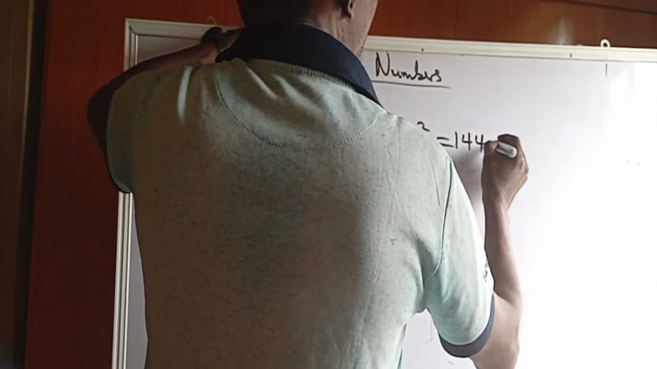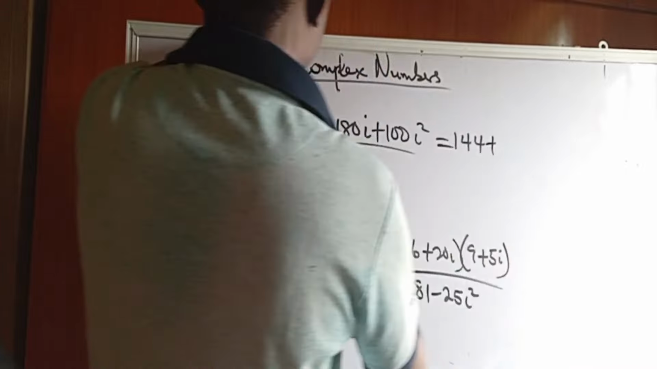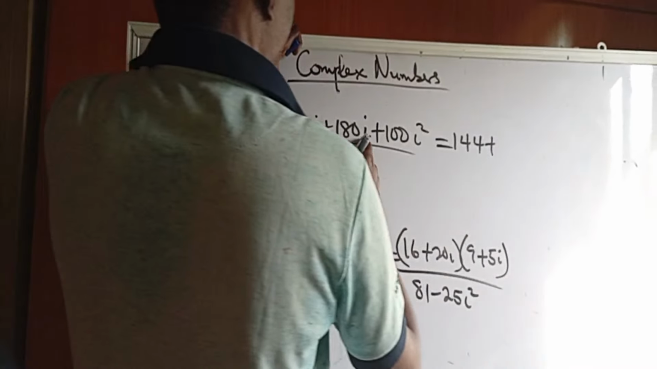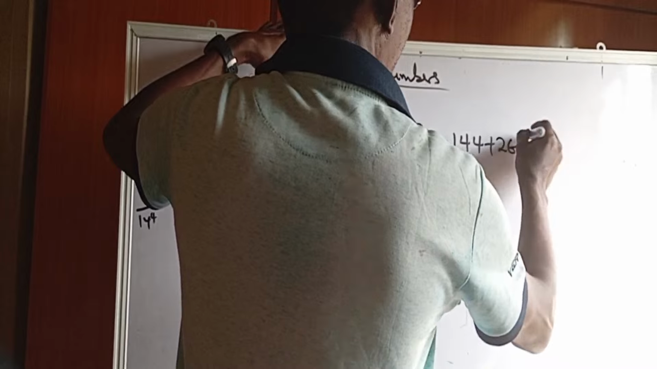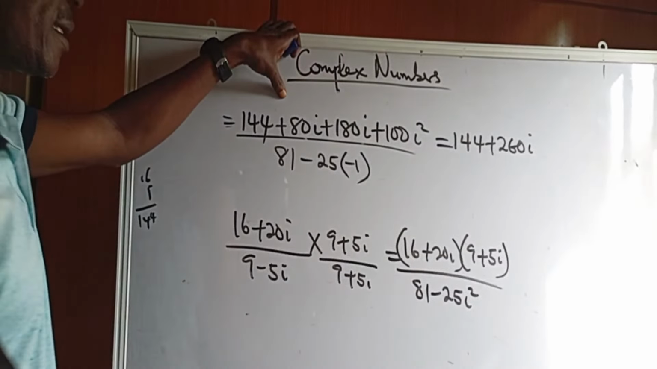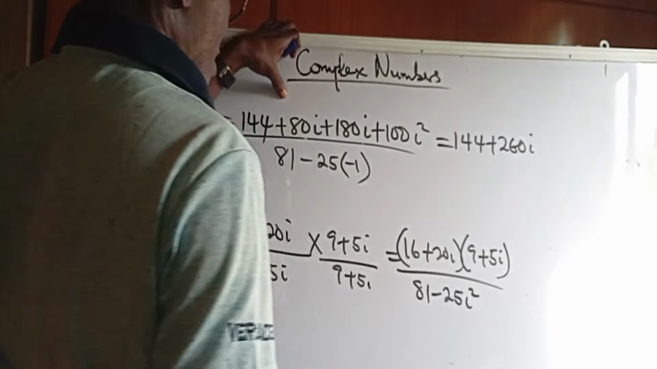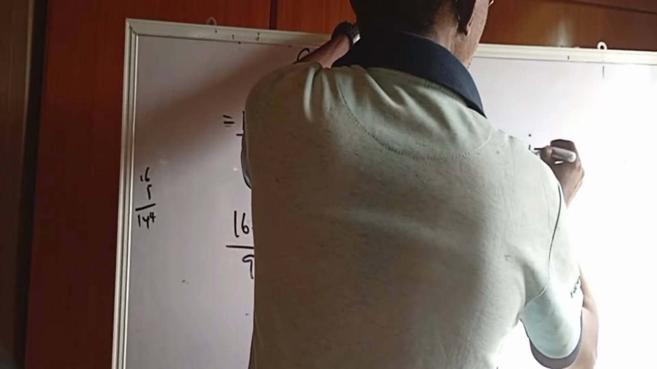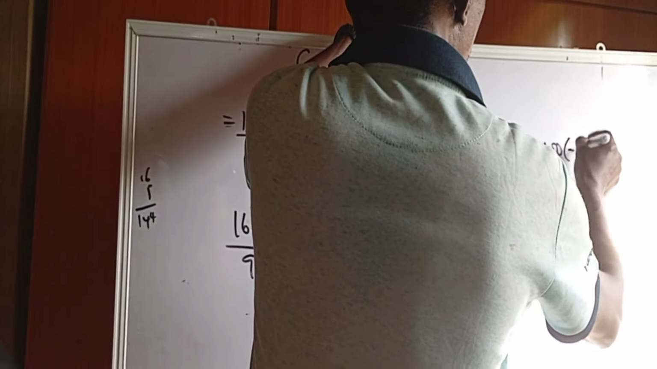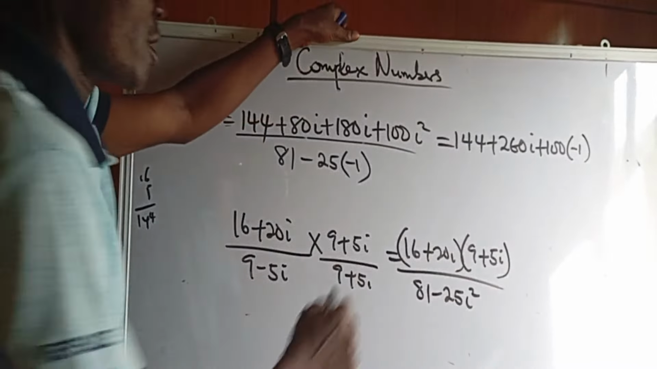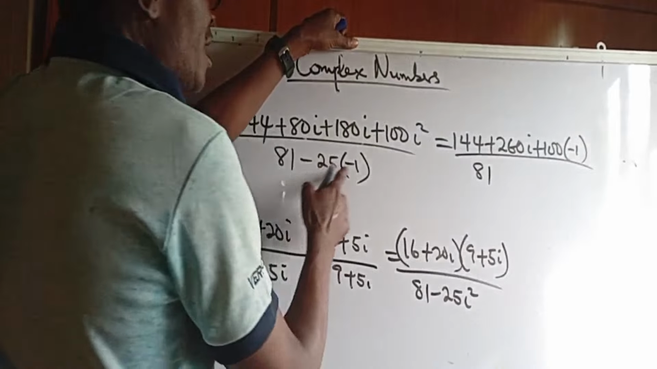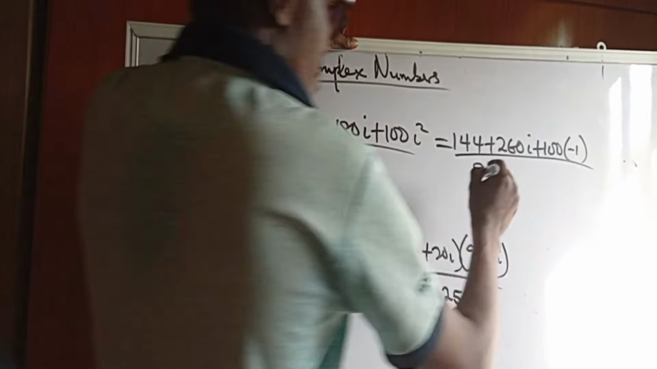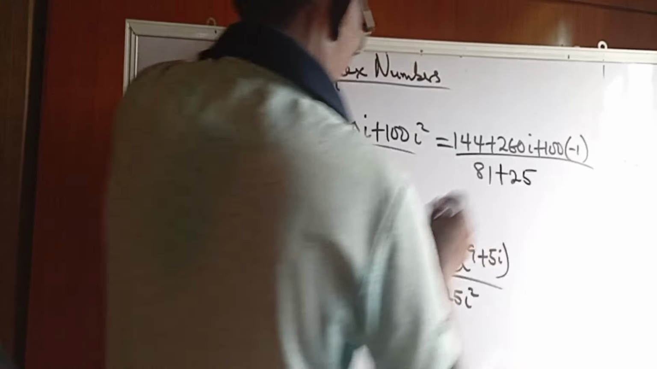144 plus 80i plus 180i. Let's add them together. That's 260i. Am I right? Yes. Then plus 100 into minus 1, because i squared is minus 1. So everything all over 81, minus 25 times minus 1, plus 25.